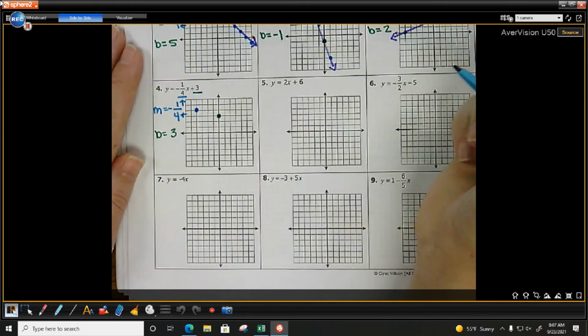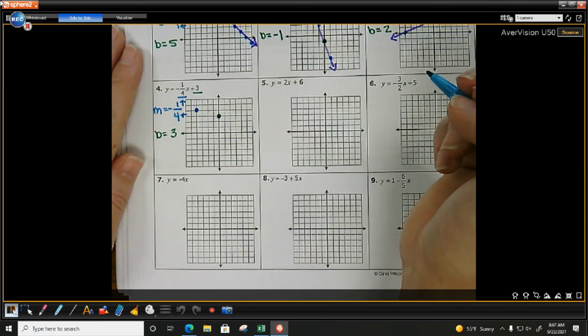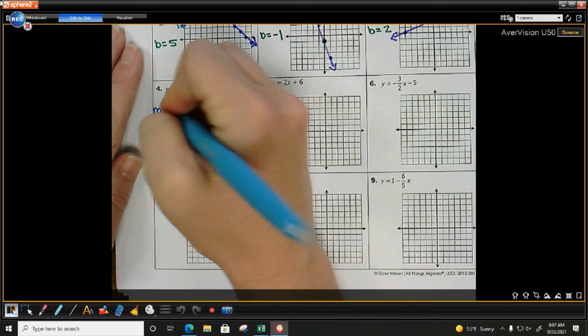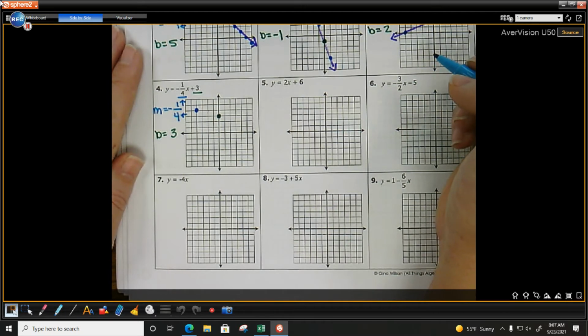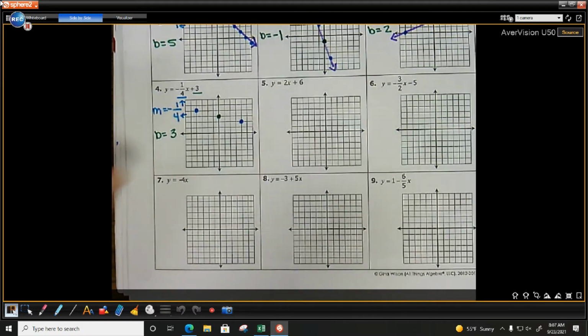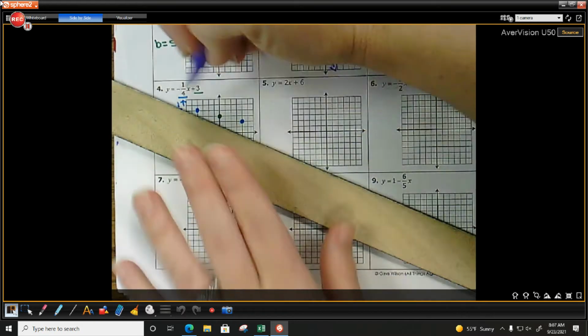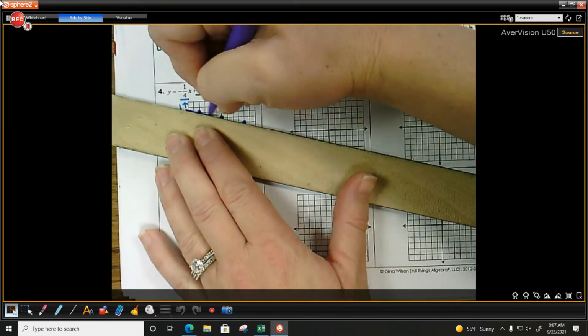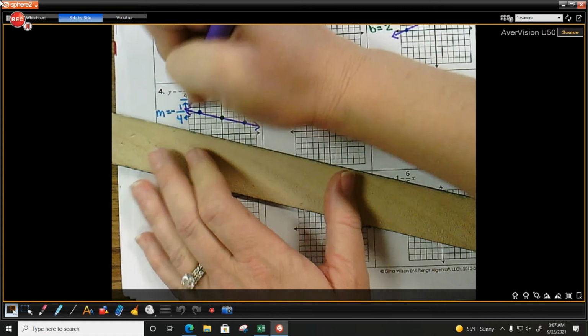And I ran out of room. I can't go up 1, left 4 again because I ran out of room. That would send me off the graph. So what's the opposite of up to the left? So I go down 1, right 4. Draw your line and put arrows at the end.